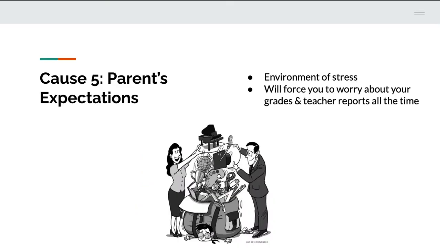Cause 5. Parents' expectations. A parent's expectation for high grades and glowing reports from teachers will create an environment of worry, anxiety, and stress for their child, as questions like, what if my parents aren't proud? Or what punishment will I get for not scoring higher than a 50%?